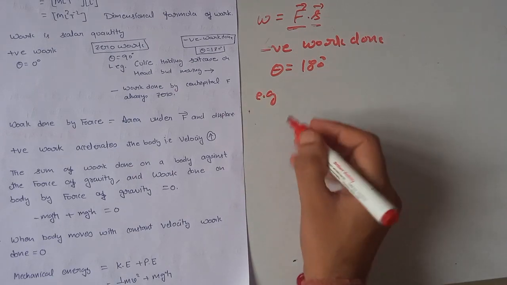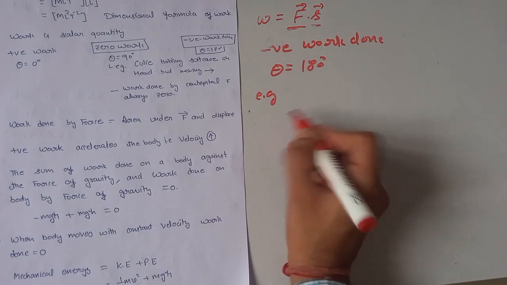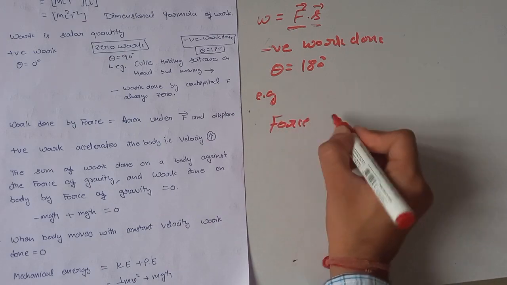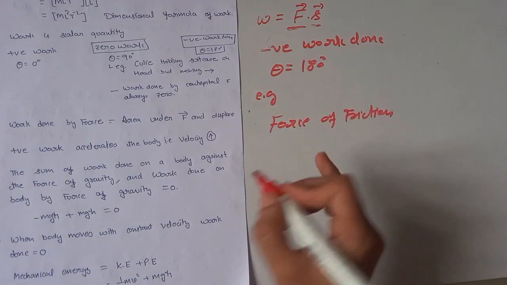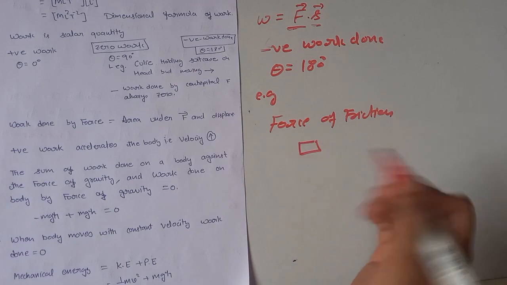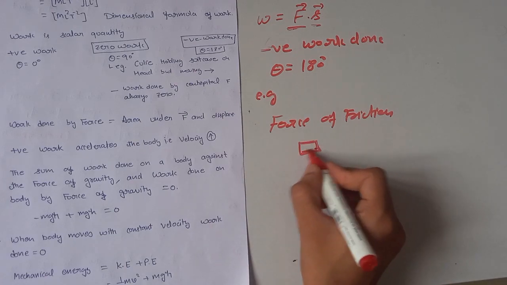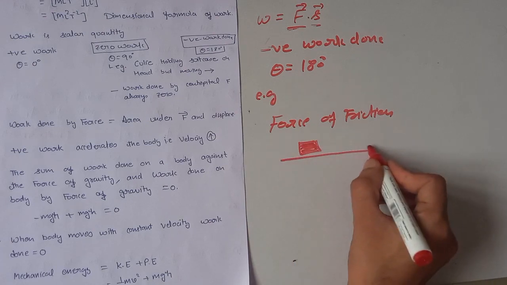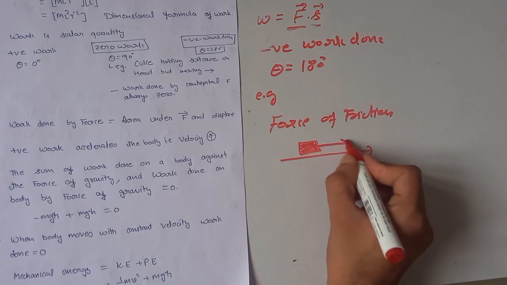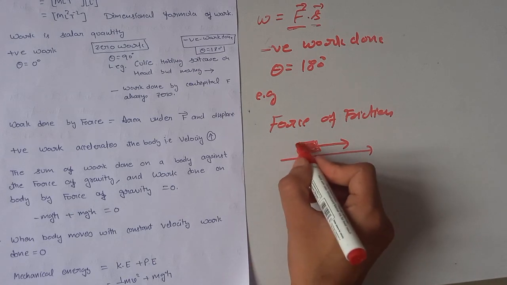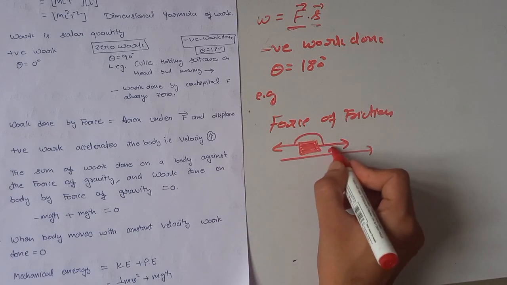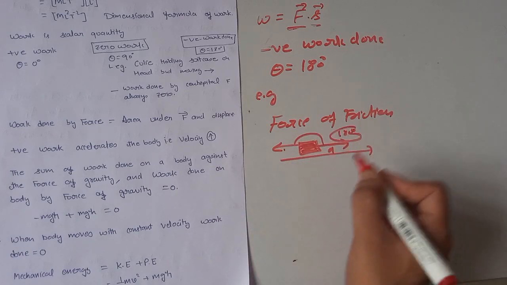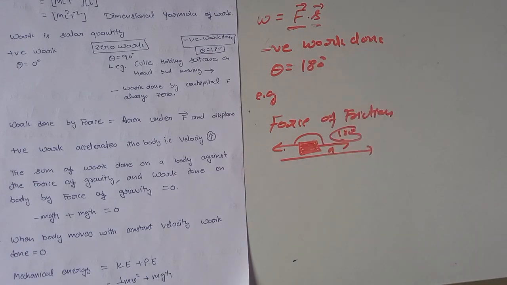Let us take another example of negative work done, that is force of friction. Because force of friction always acts opposite to its displacement. For example, let this be an object moving toward this direction, but the force of friction will be toward this direction because it opposes its motion. So the angle between this displacement and this force is 180 degrees. So this is called negative work done. I hope this positive, zero and negative work done is clear to you.